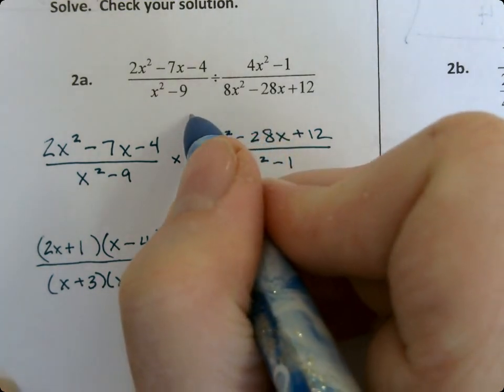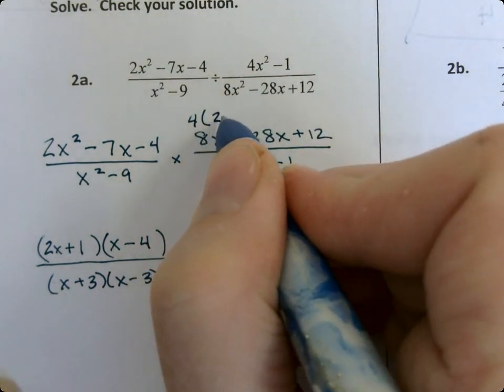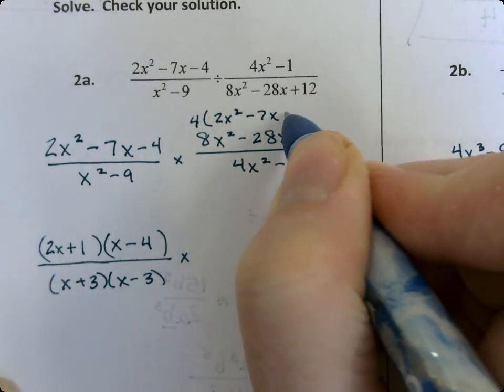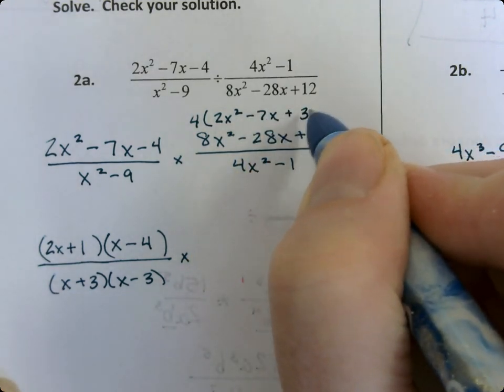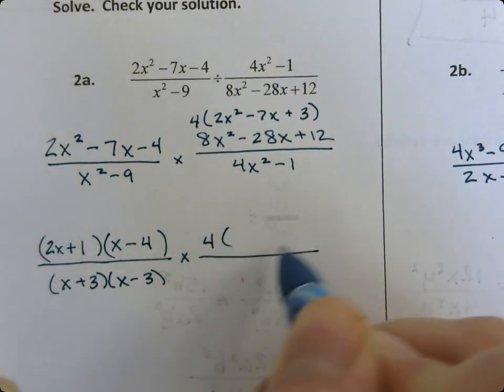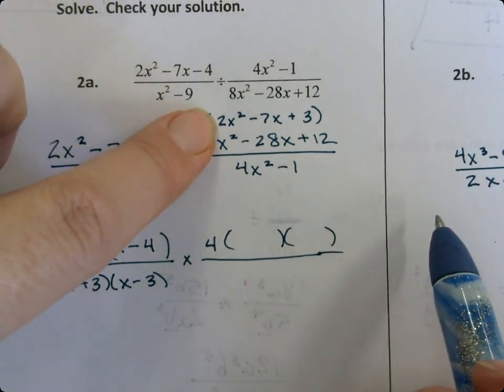4. 2 works, but 4 is better. So what's left is 2x squared minus 7x plus 3. Okay, so I'm going to bring that 4 down on the outside, and then I've got to do a little thinking. This factoring is a little harder because of the 2.